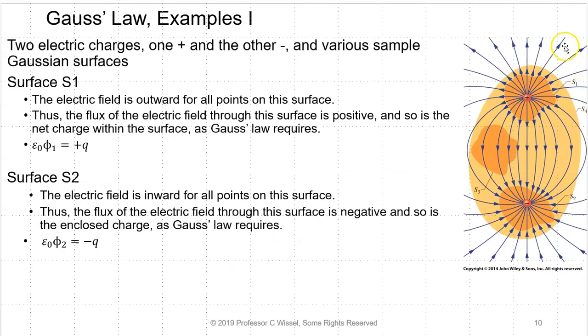So now we have some examples. We have two electric charges. One of them is positive and the other is negative. And then we have various sample surfaces here. That's represented by this one, this one, and of course the whole thing here.